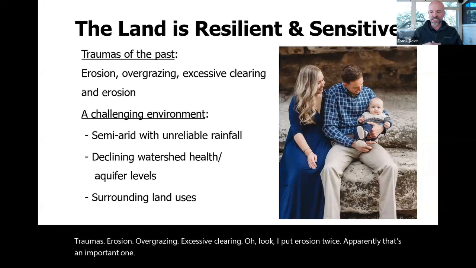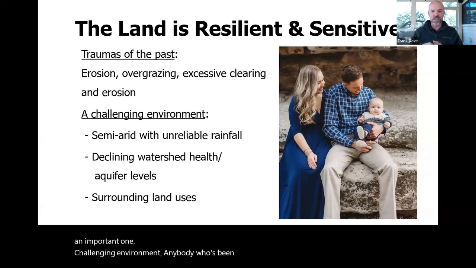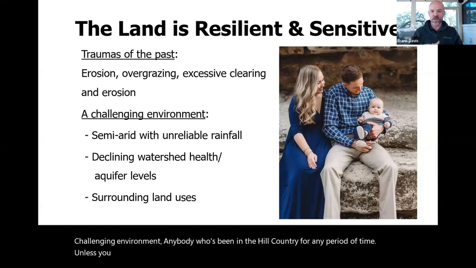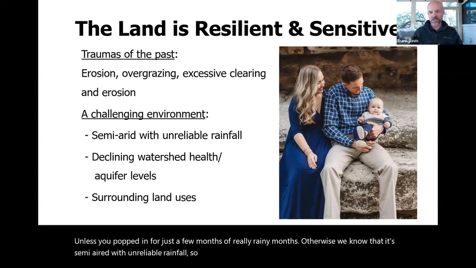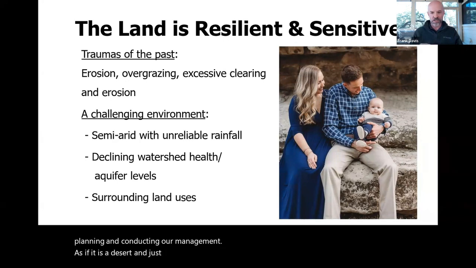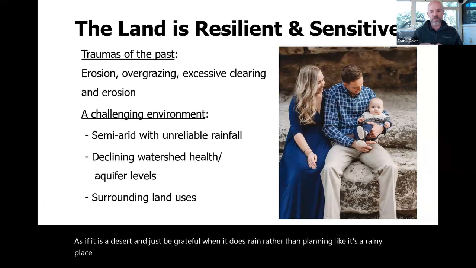Challenging environment. Anybody who's been in the hill country for any period of time, unless you popped in for just a few months of really rainy months, knows that it's semi-arid with unreliable rainfall. So it can often seem like a desert here. So really we should be planning and conducting our management as if it is a desert, and just be grateful when it does rain, rather than planning like it's a rainy place and wishing it would rain. So a different approach to how we manage our land.